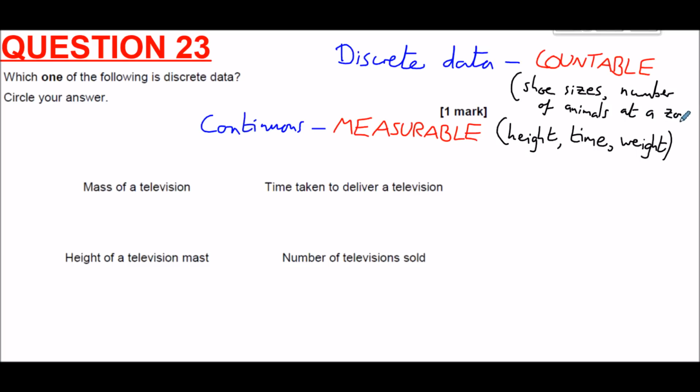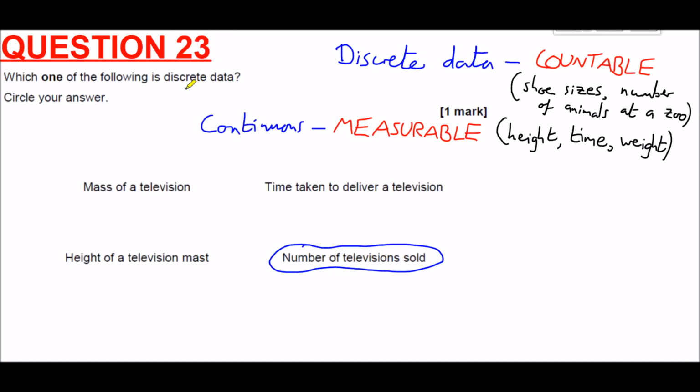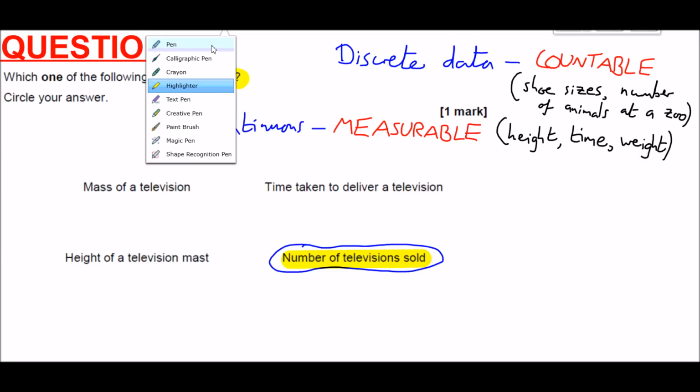And so applying that to our options, which one of these would be discrete? Which one would be countable? You wouldn't count the mass of a TV, you'd measure it. You'd measure the height of a TV mast as well. You'd have to record or measure the time taken to deliver a television, but you could theoretically count the number of televisions sold. And so for that reason, that's the one which is discrete data. So the take-home point for that one: discrete, countable; continuous is measurable.